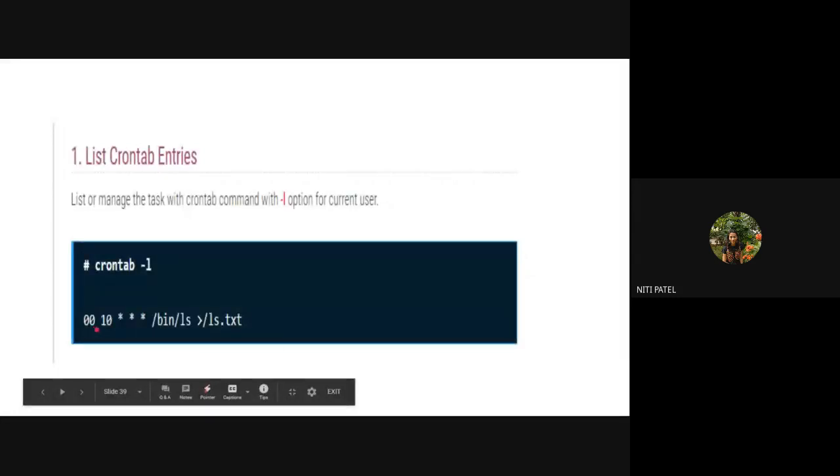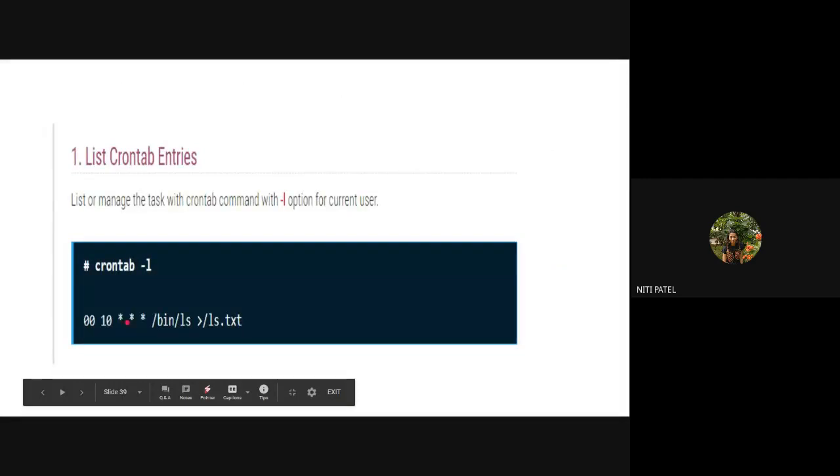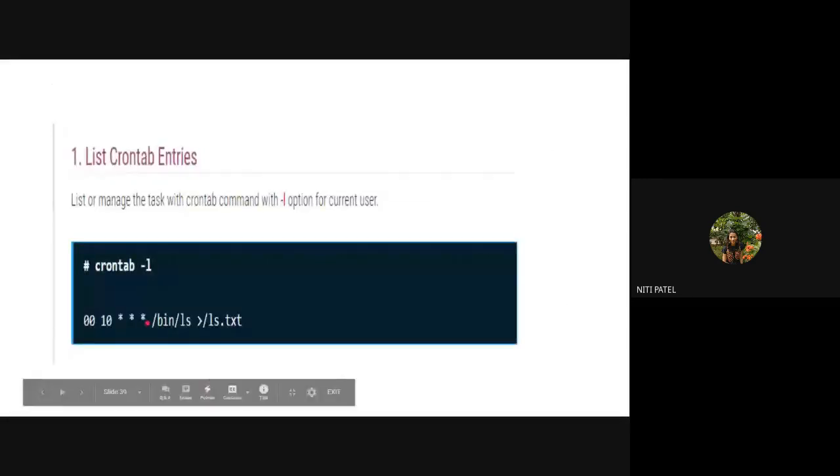What is that? 00 10 * * * /bin/ls ls.text. Now what is this? What is the meaning of this? 00 is what? Minute. Then 10 was for what? It was for hour. Then this star was for what? The day of the month. Then the next star was for the month of the year. And the next star is for the day of the week.